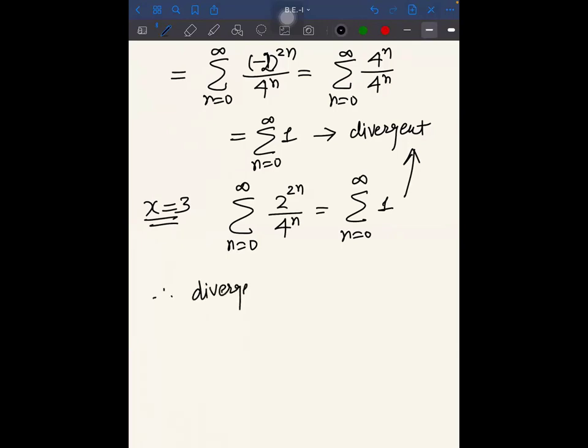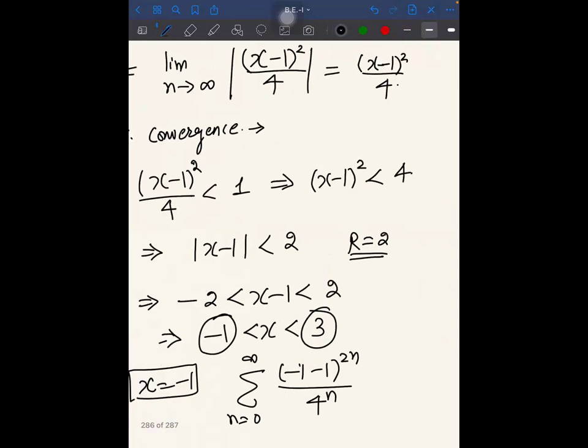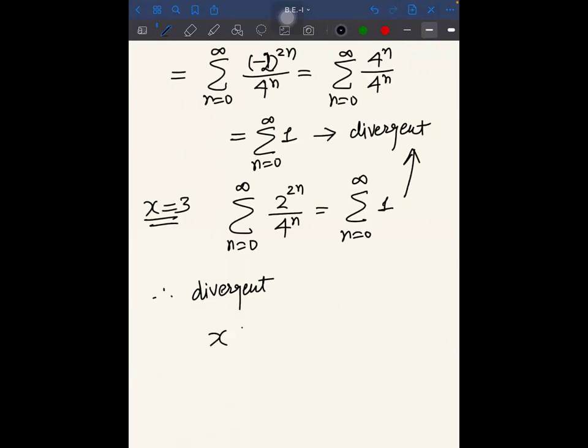So therefore, where will it be divergent? Within -1 to 3 it converges. It will be divergent when x belongs to minus infinity to minus 1 union 3 to infinity. We'll include these 2 points. Right? Is it fine? Yes, sir. Note.